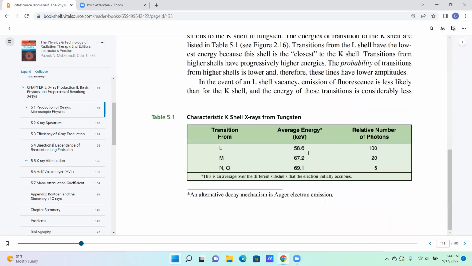And that's what this particular table is trying to tell you. When you transition from the L, this is the energy you're going to have. This is the relative number of photons. When you go from M, this is the relative number of photons. N and O, you'll see it's very unlikely that that will happen. If it does, this is going to be the energy that's associated with it.